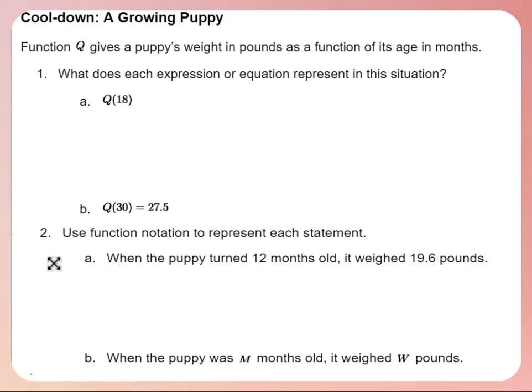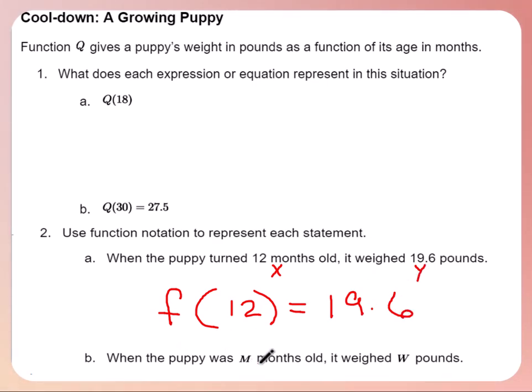All right, question number 2, use function notation to represent each statement. So if I were you, I would put time as your X, so we're talking about months, and output is your Y. Okay, it's the amount of pounds that we have. All right, so let's use function notation. I'll just use F. What is our input? Our input is our X, or our time, is equal to, output is always Y, 19.6.